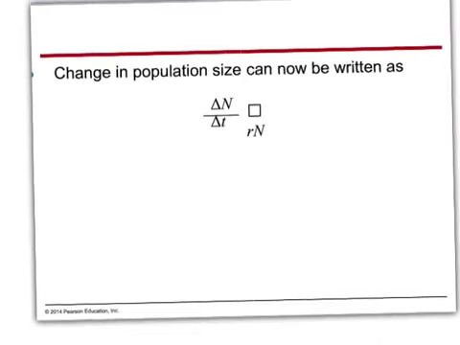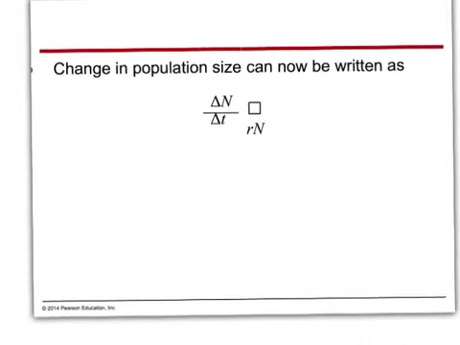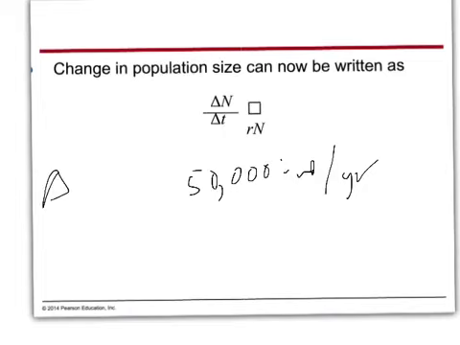So, basically, now you can say that change in population size is equal to your rate of increase times the number of individuals. Okay? So if your rate of increase, for the United States, we said was about 50,000 individuals per year, right? So your change in population over the change in time is equal to this.